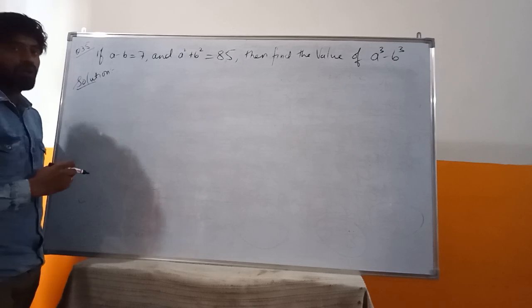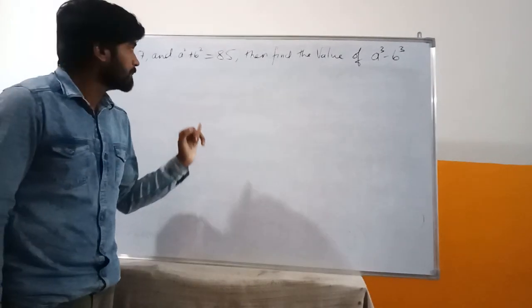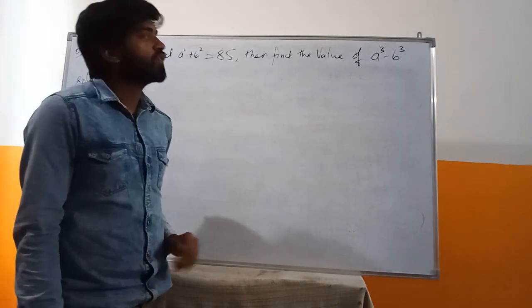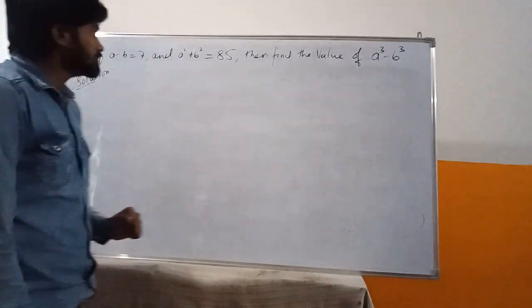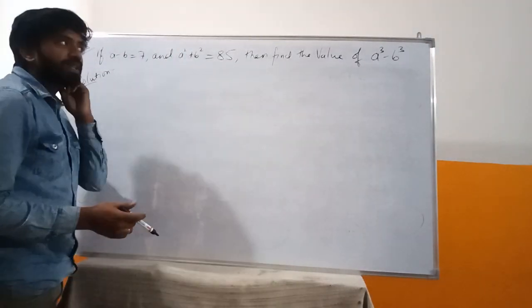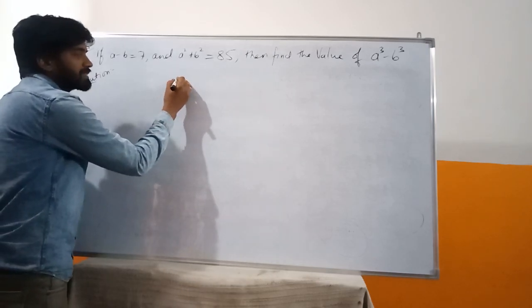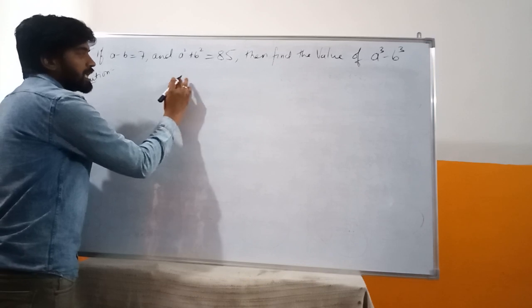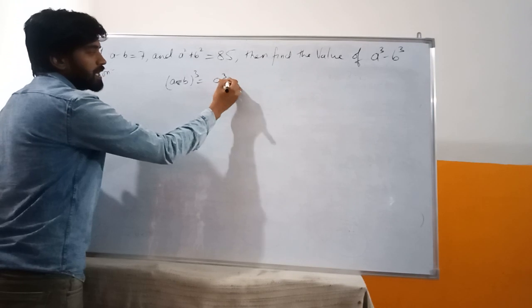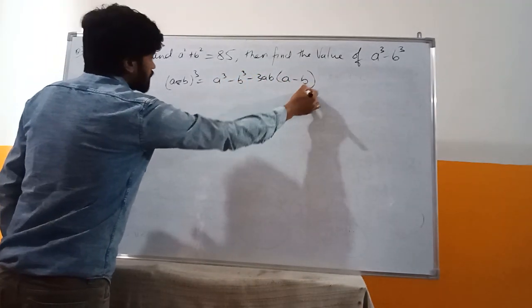Okay, now we are going to solve question number 35. Question number 35 says: if a minus b equals 7 and a square plus b square equals 85, then find the value of a cube minus b cube. Now, if I have to find the value of a cube minus b cube, where does the formula come from? If you have seen this basic formula, a minus b whole cube, the solution for this is a cube minus b cube minus 3ab (a minus b).